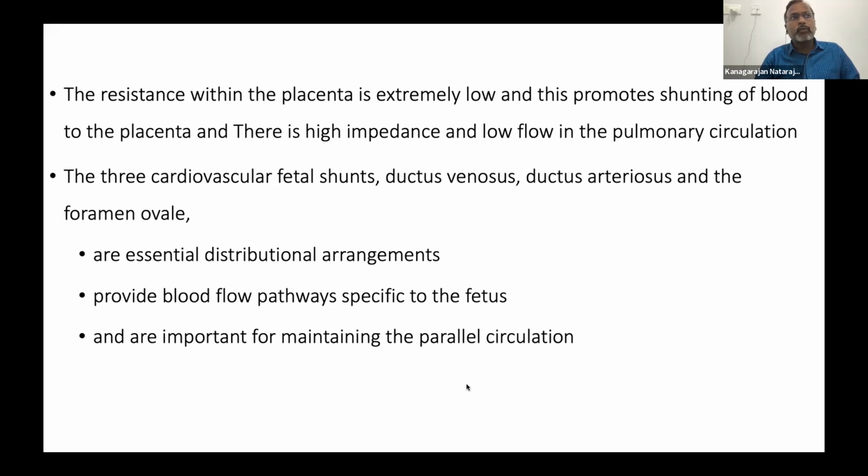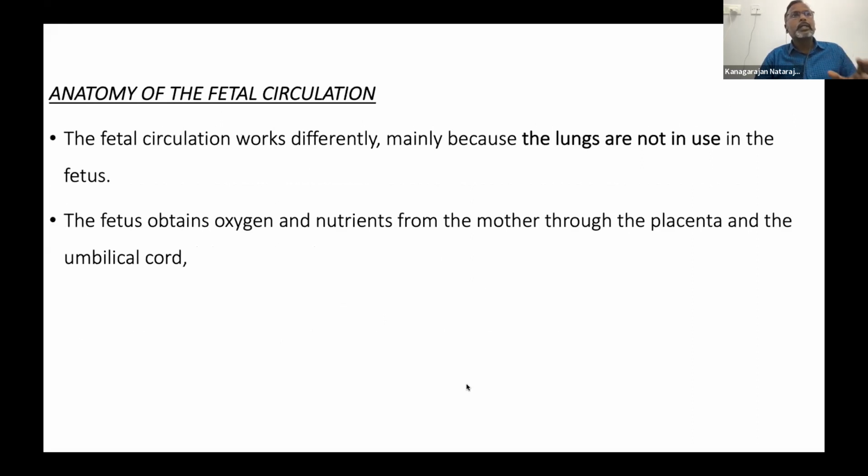Then another unique feature of this circulation is the 3 shunts, that is, intracardiac shunts, the fetal shunts: ductus venosus, ductus arteriosus, and the foramen ovale. They are very, very important for the distribution of the blood. They provide the blood pathways specific to the fetus, and they are important for maintaining the parallel circulation. So these are some of the unique features of the fetal circulation.